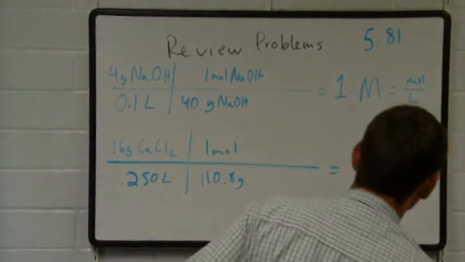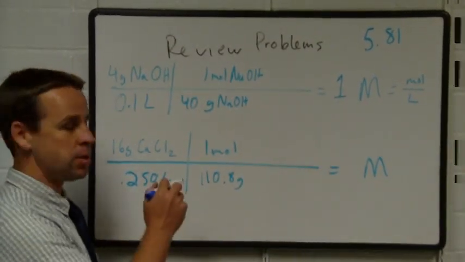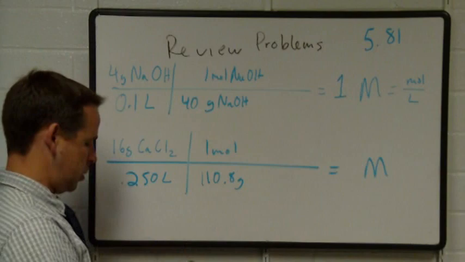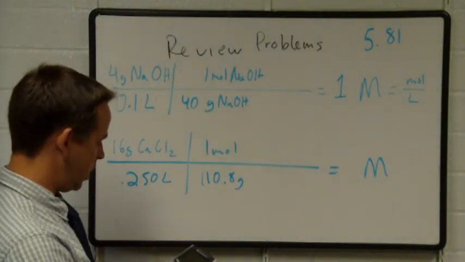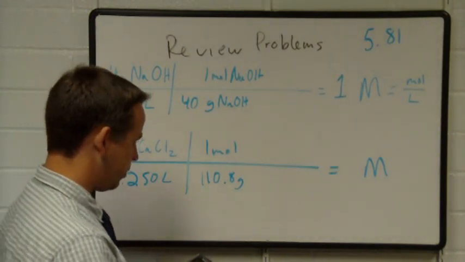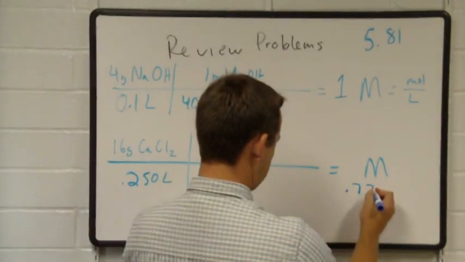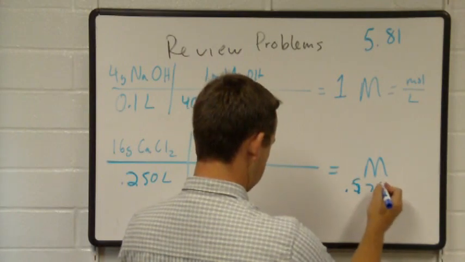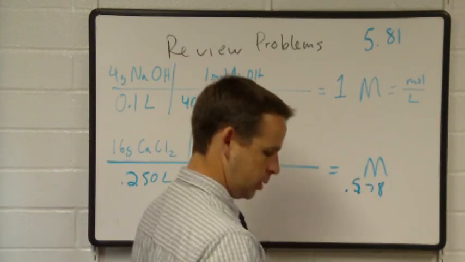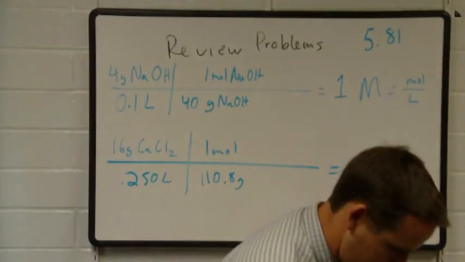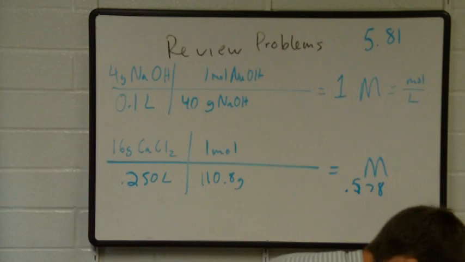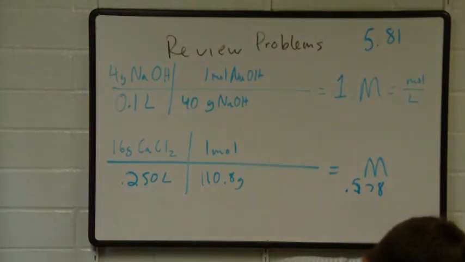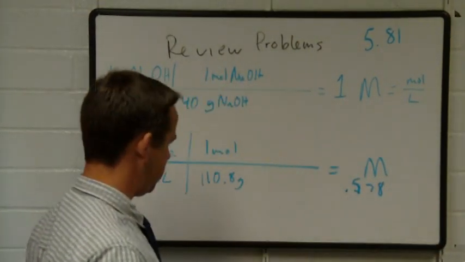All right, so we're going to finish up this problem here. 16 grams. 16 divided by 0.25 liters divided by 110.8. So that's 0.578 molar. All right, 0.578 molar. Let's double check on those ones. Yes. Okay, good.